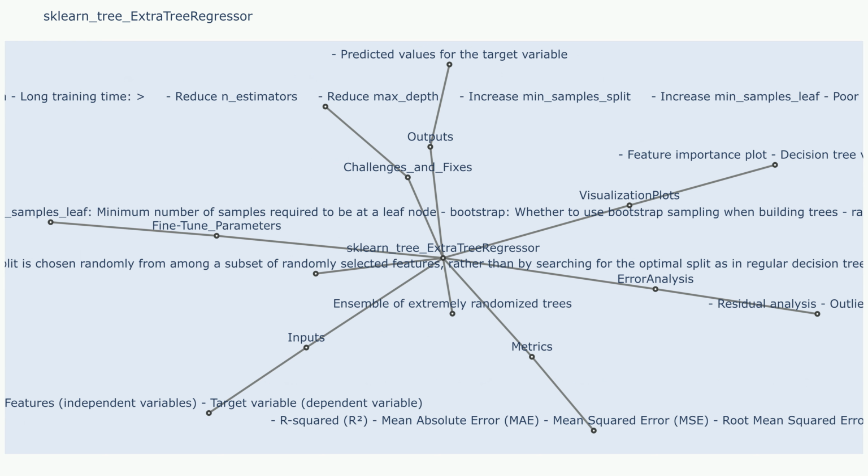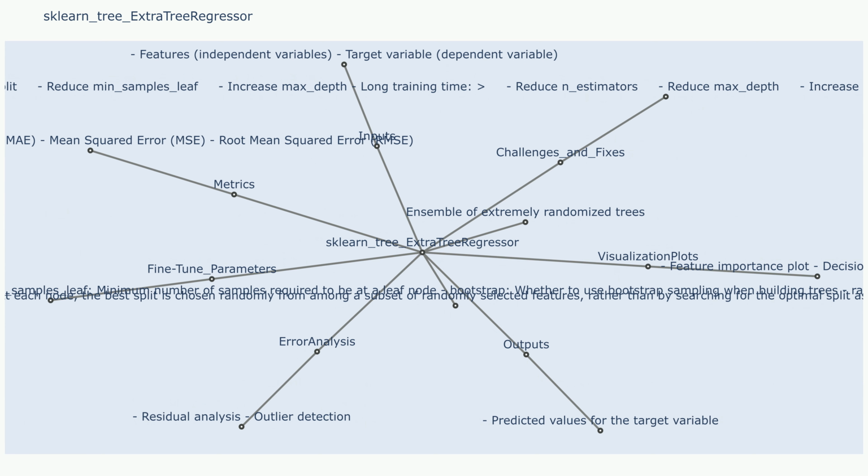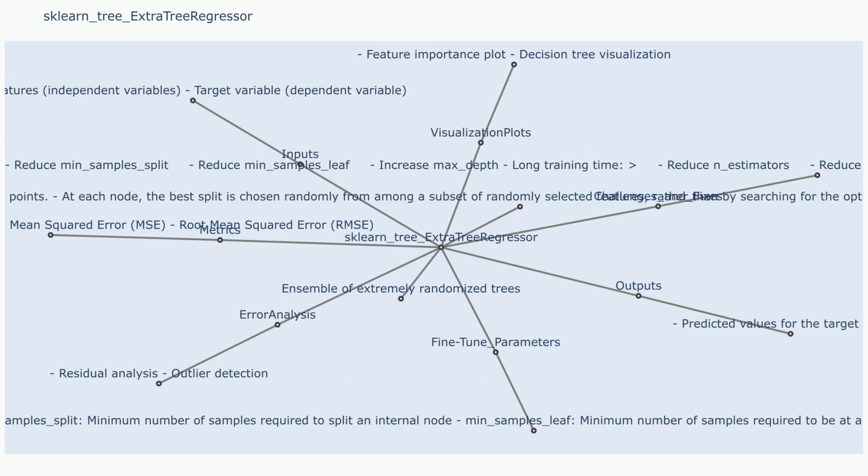Uncertainty methods. Bagging. The ensemble nature of Extra Trees Regressor inherently introduces uncertainty in the predictions. Feature importance. The feature importance scores provide insights into the model's reliance on specific features. Challenges and fixes. Challenge 1: overfitting to noisy or sparse data. Sample use case: training a model on a dataset with a large number of irrelevant features or noisy data points.